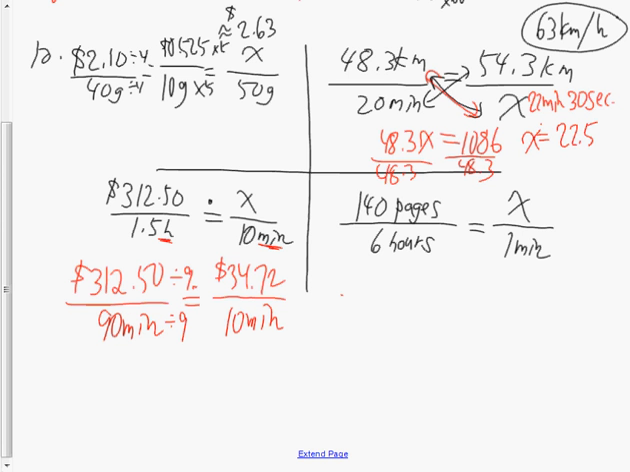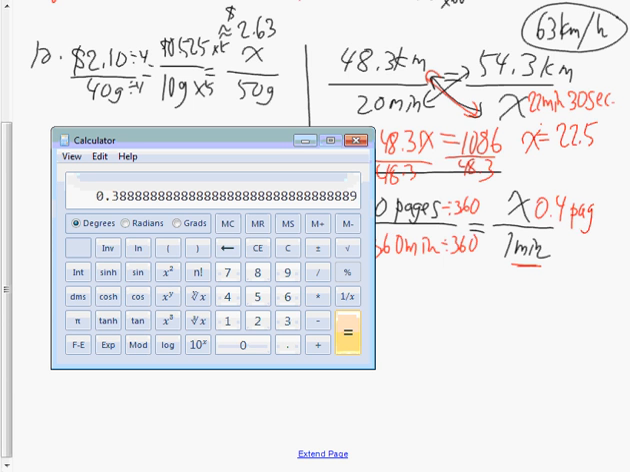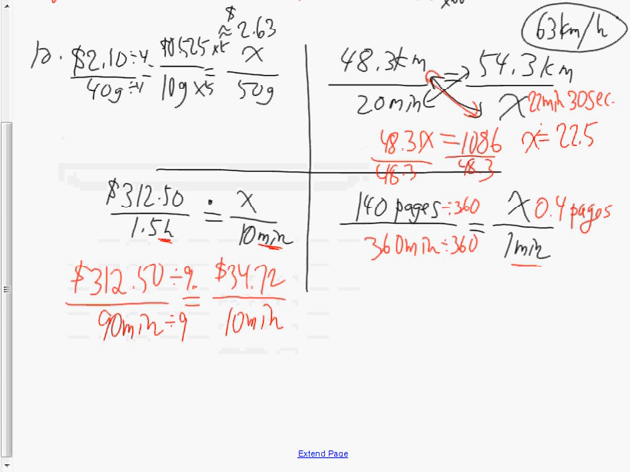And your last question is 140 pages is 6 hours. How much is it for 1 minute? Again, we have minutes here and hours here. So I suppose the easiest thing would be to change the hours to minutes. So 6 hours, 1 hour is 60 minutes, so 6 hours would be 6 times 60 or 360 minutes. So if I want to figure out how to get to 1 minute, I divide by 360. 140 pages divided by 360 minutes, roughly reading 0.4 pages a minute, just under half a page a minute. That's pretty slow reading. That's probably my rate of speed reading, because I'm not very fast at all.